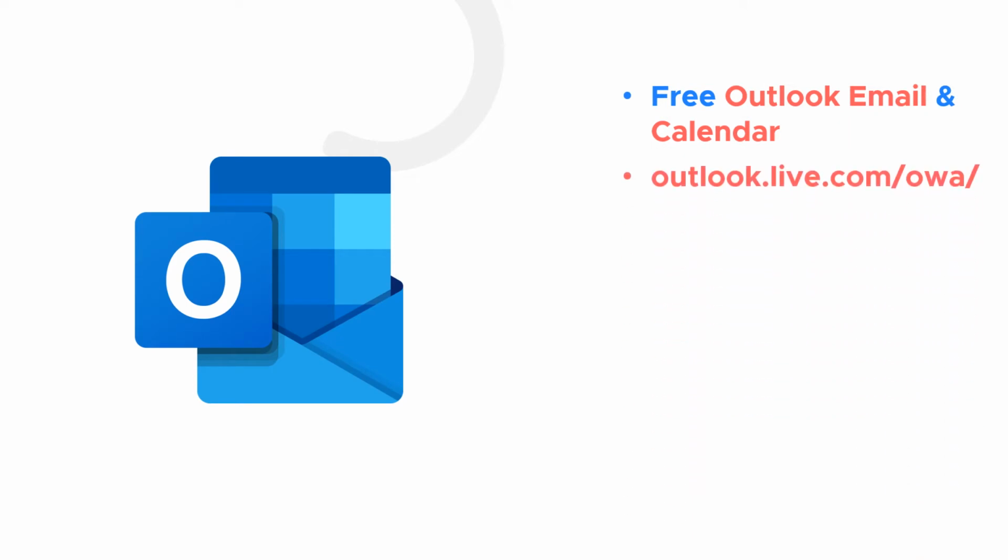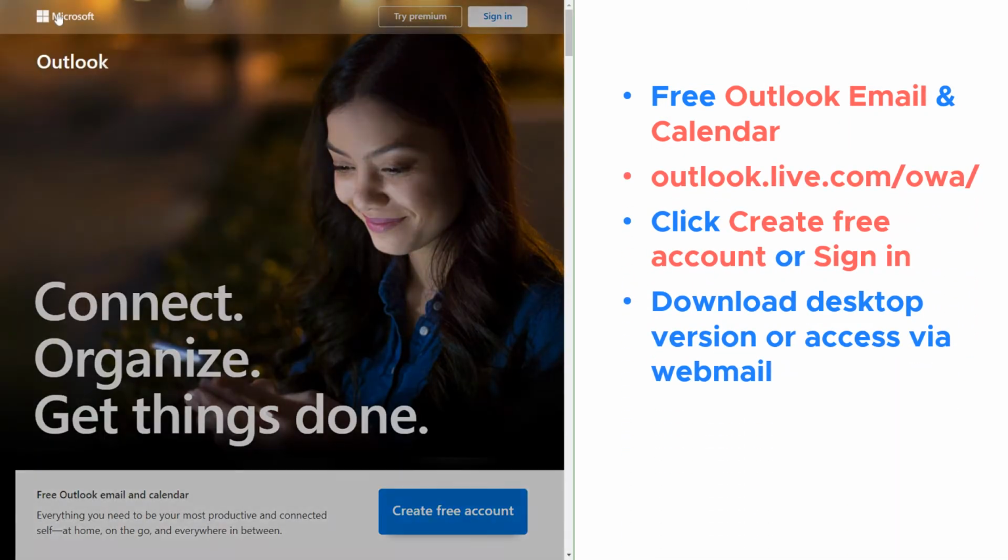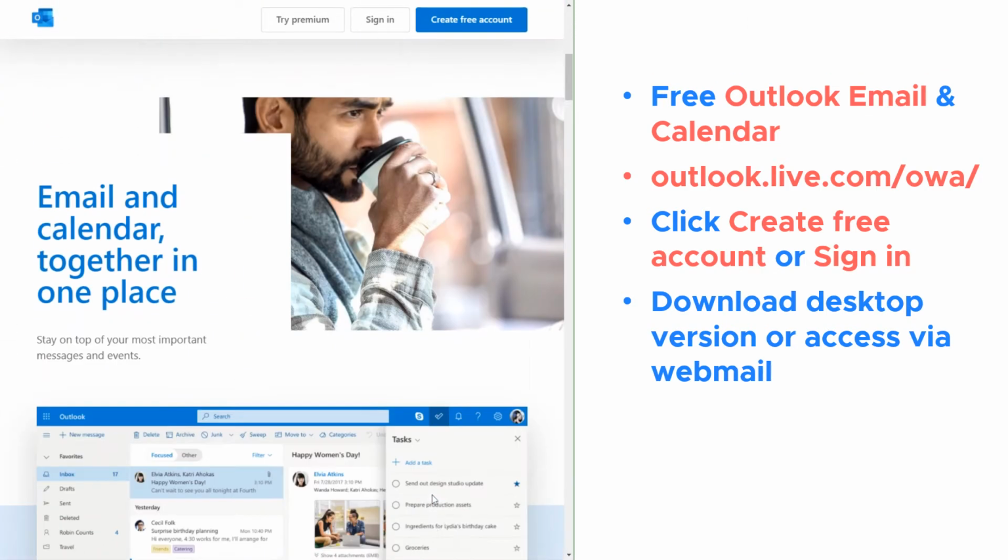For free Outlook email and calendar, go to outlook.live.com/OWA to download. Click Create Free Account or Sign In. Download desktop version or access via webmail.